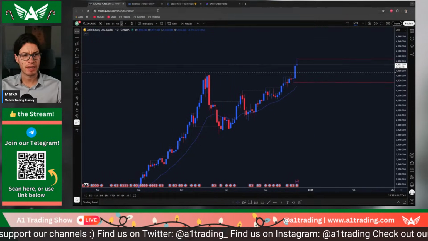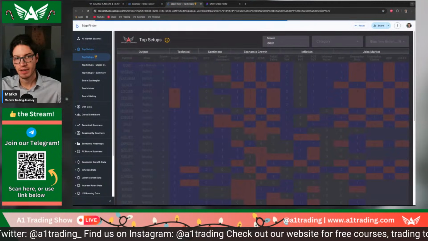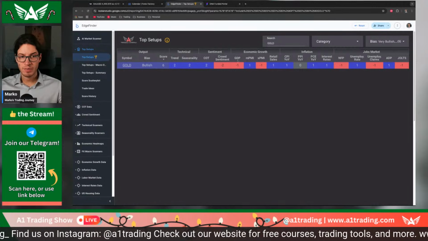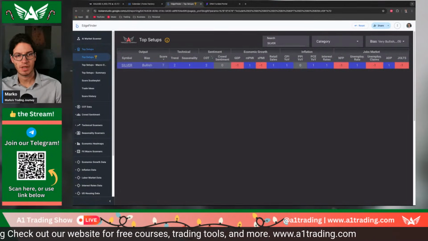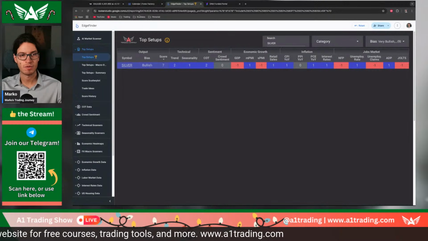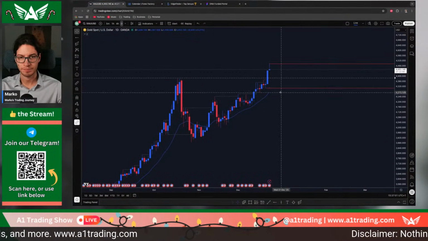This looks pretty good. Let's check the edge finder as well. Look at the gold. Gold is getting a bullish reading. What about silver? Silver is getting a bullish reading as well, but I prefer gold. I'm going to let you know why.